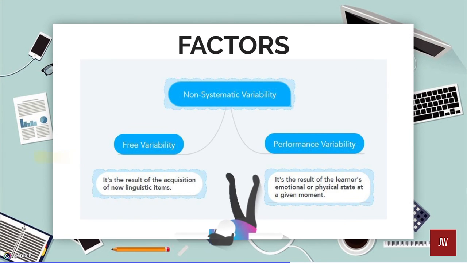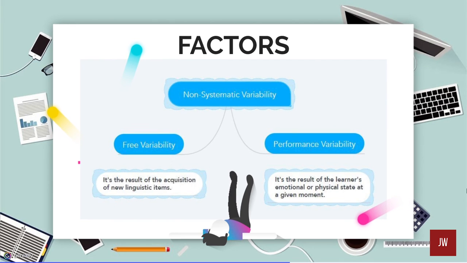Alright, last topic: non-systematic variability. First off, free variability is the result of the acquisition of new linguistic items. Learners are still unaware of the specific functions these new items perform in the target language, and therefore use them in free variation with the linguistic items they have already acquired and internalized.